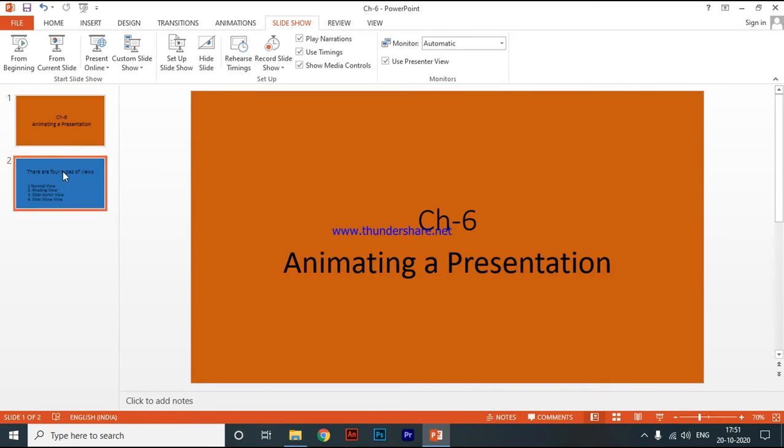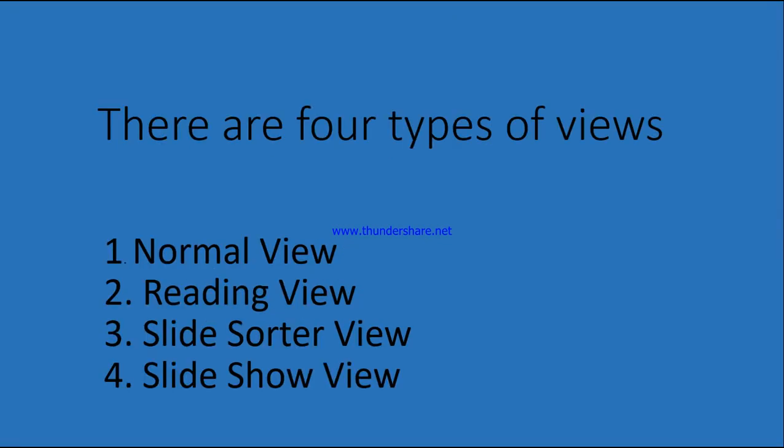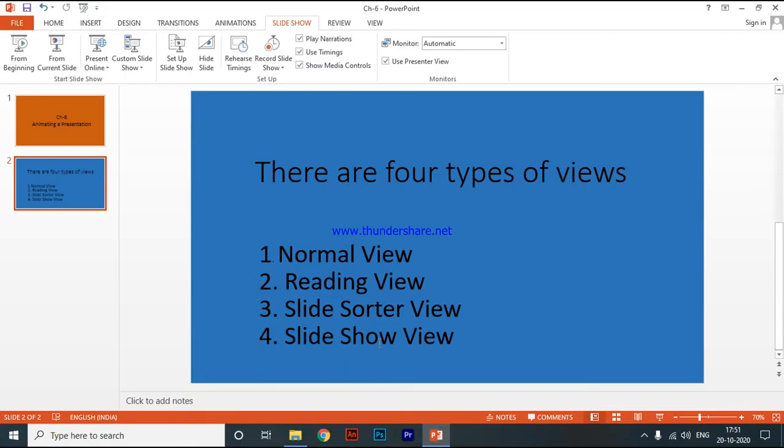Now if you want to start from the current slide, first select it. I select the second slide. Now I'm going to click Current Slide. The presentation will be displayed from the current slide like this. Okay, I hope you understood all the views about PowerPoint, what a PowerPoint presentation is and what its views are.